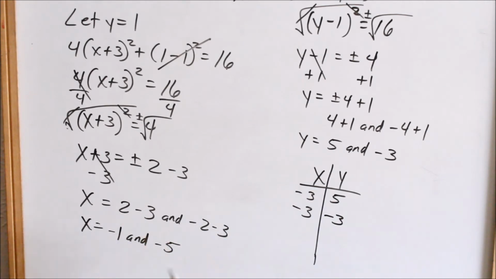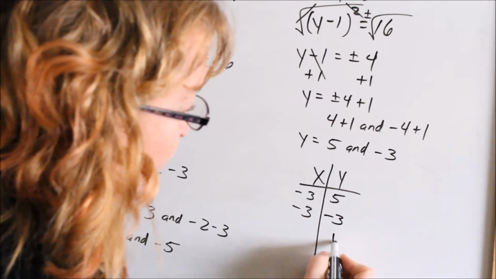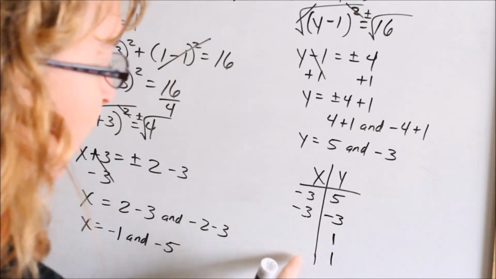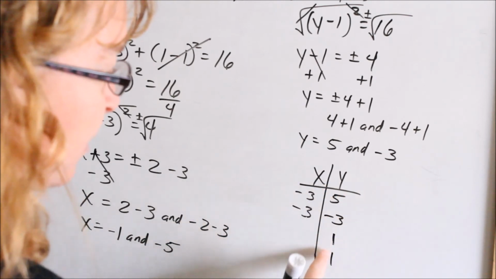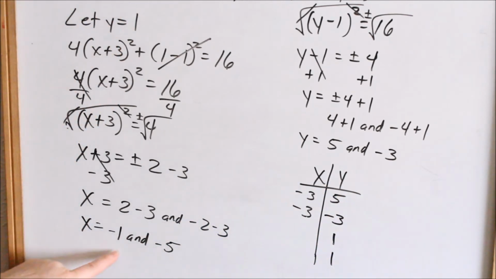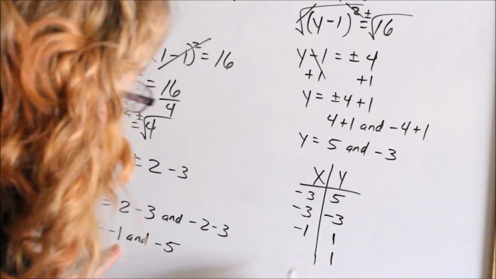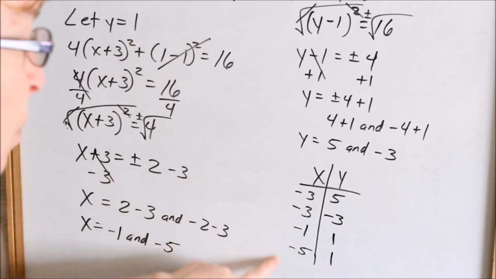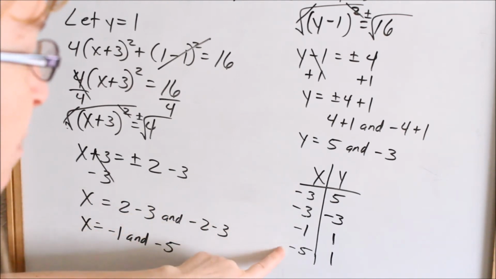So going back to our chart, what did we say at the beginning? We said we were going to let y equal 1. Be sure and put this in the right column. Don't put your 1 in the x column. We said let y equal 1, so it needs to go over here. When y was 1, we came up with an x value of negative 1 and negative 5. And so now these are the 4 points that you can plot for your extreme points to be able to graph your ellipse.